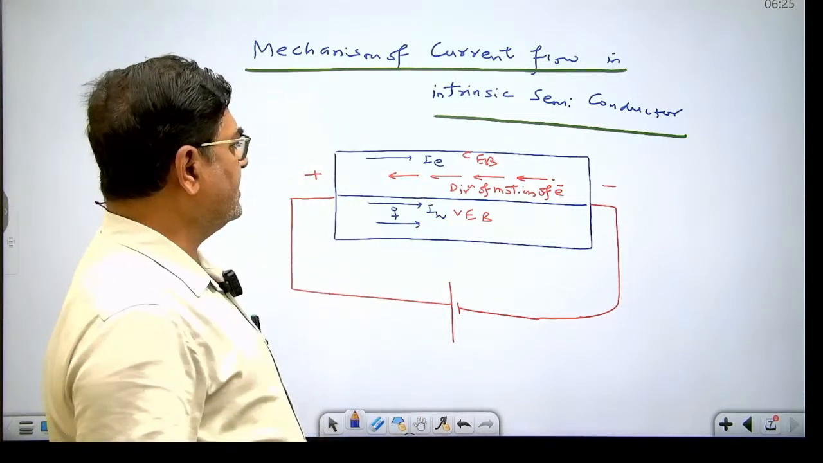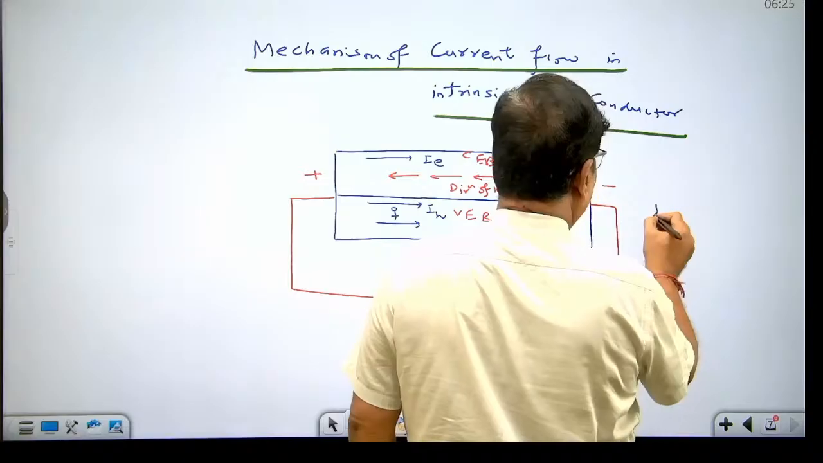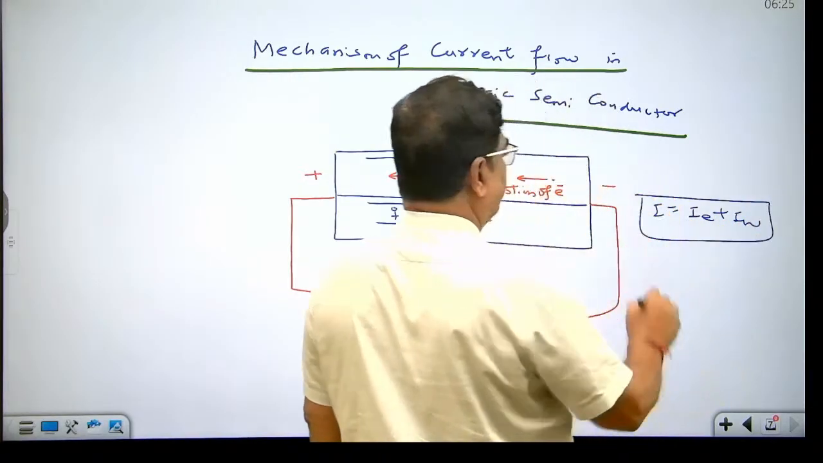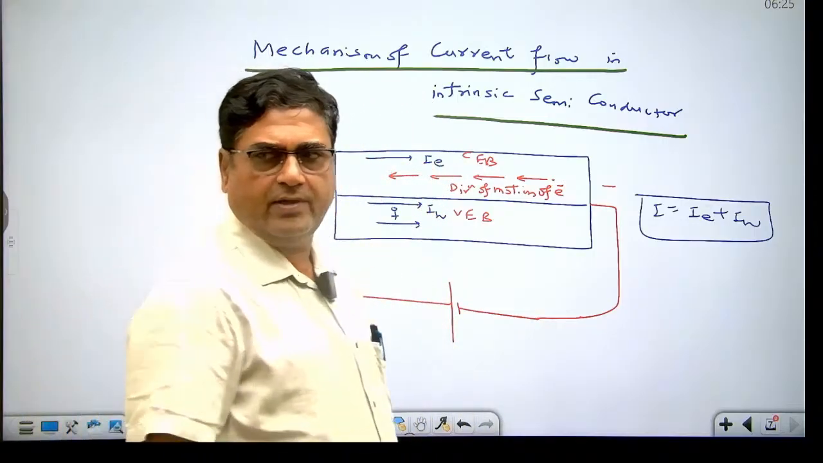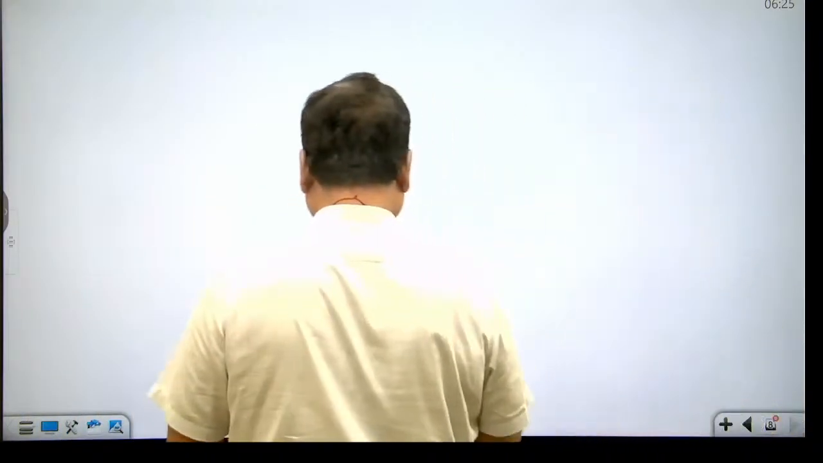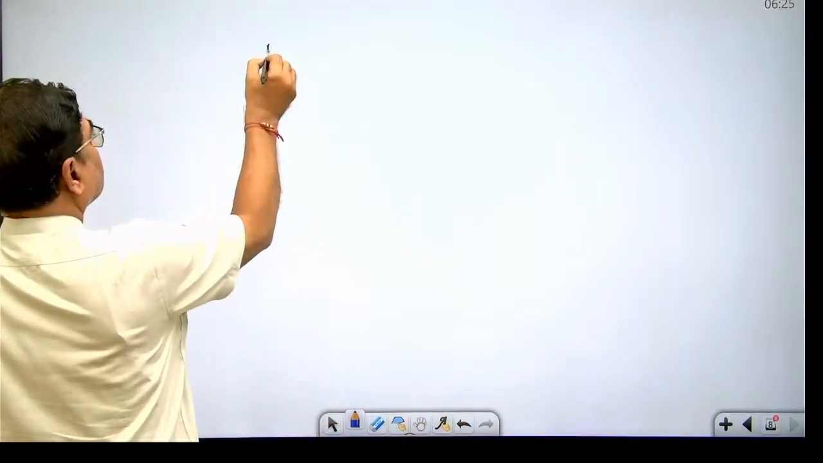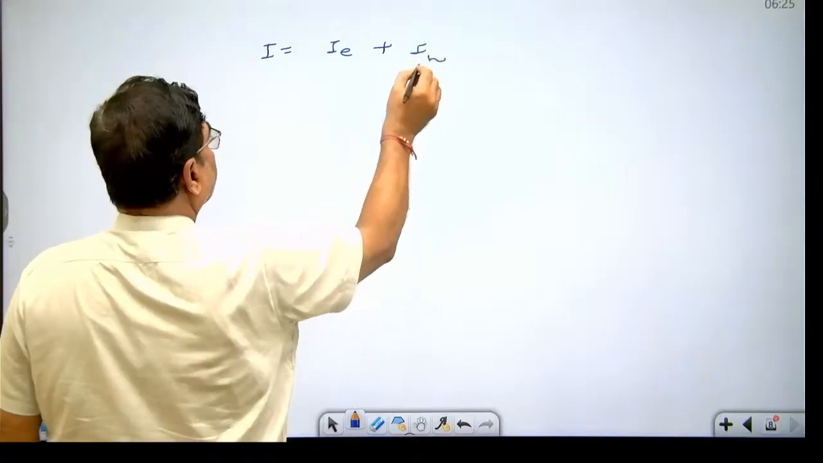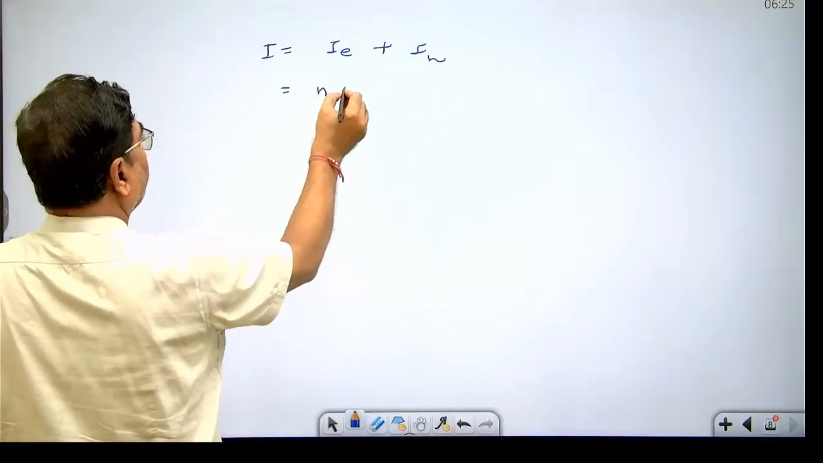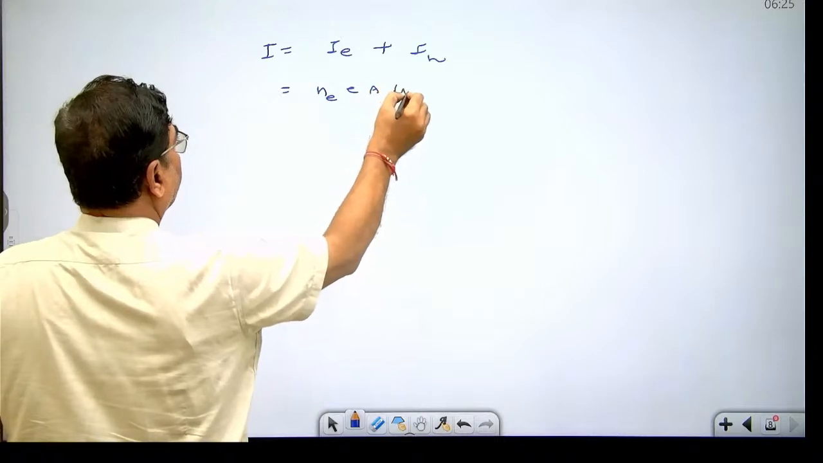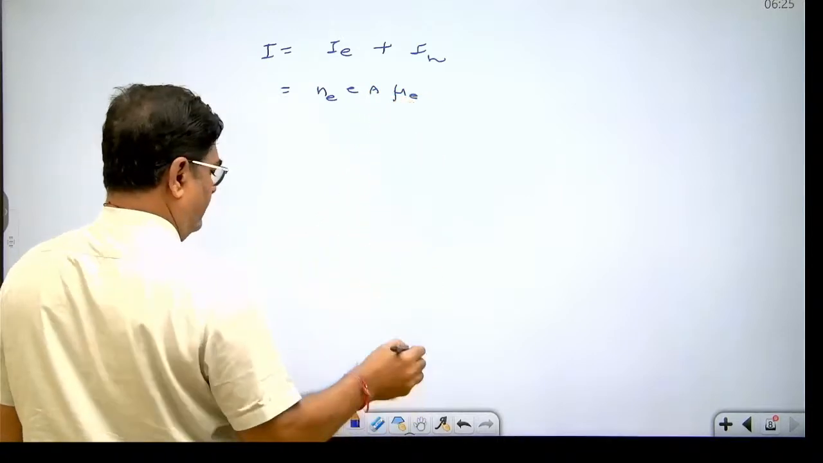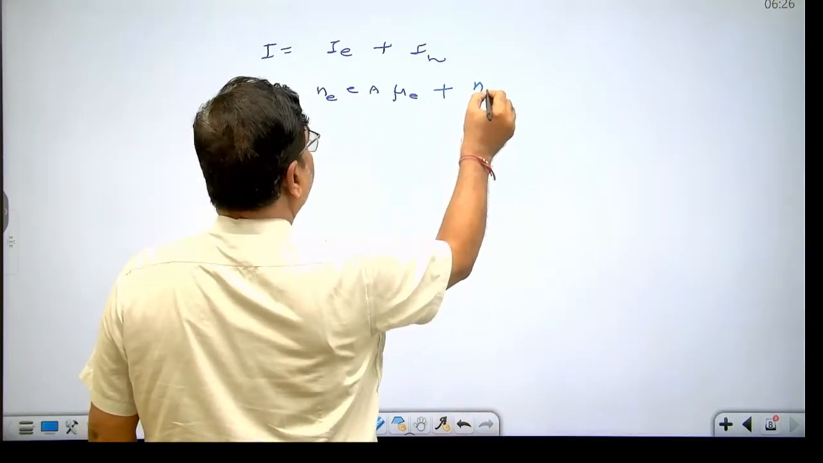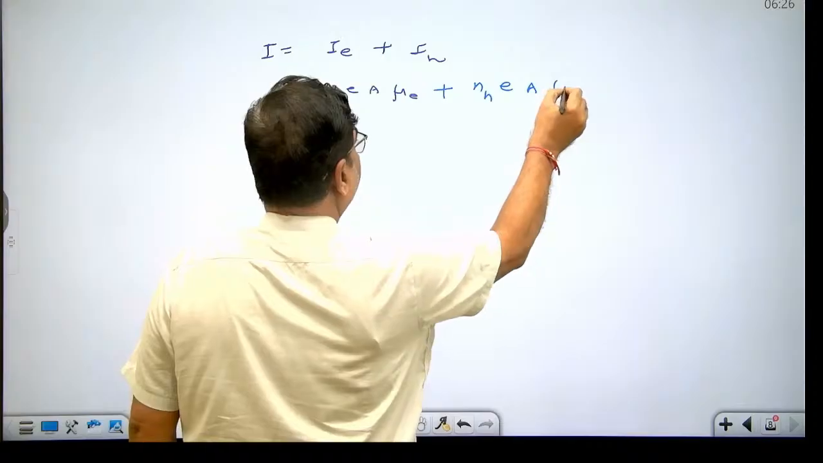So in case of intrinsic semiconductor, we write I equal to IE plus IH. Dear student, IE is the electron current and IH is the hole current. Okay, now let's see. I equal to IE plus IH. What is IE? NE A mu E plus NH E A mu H.